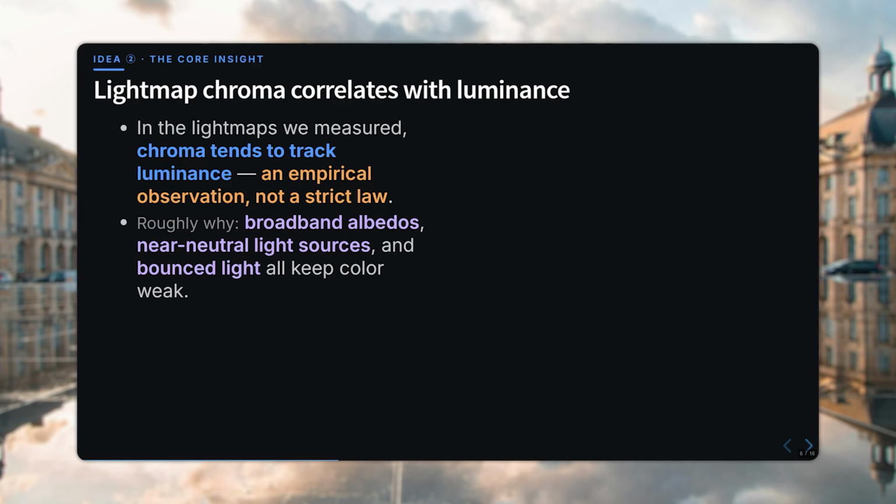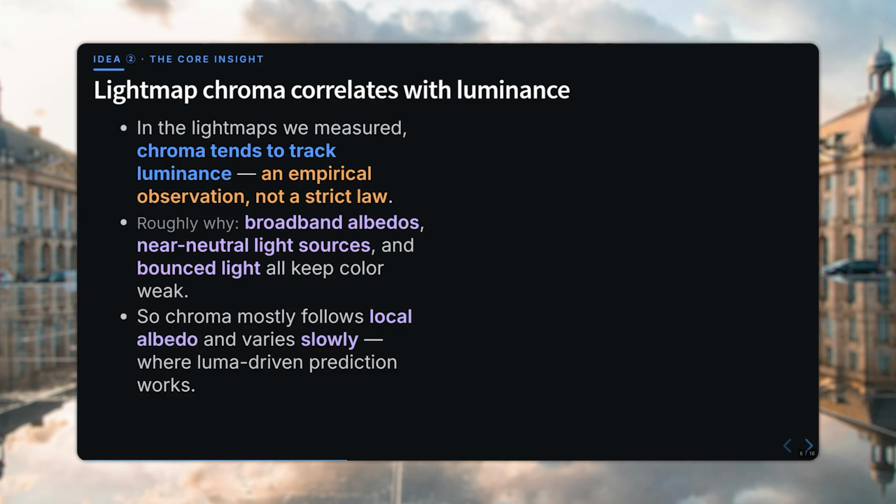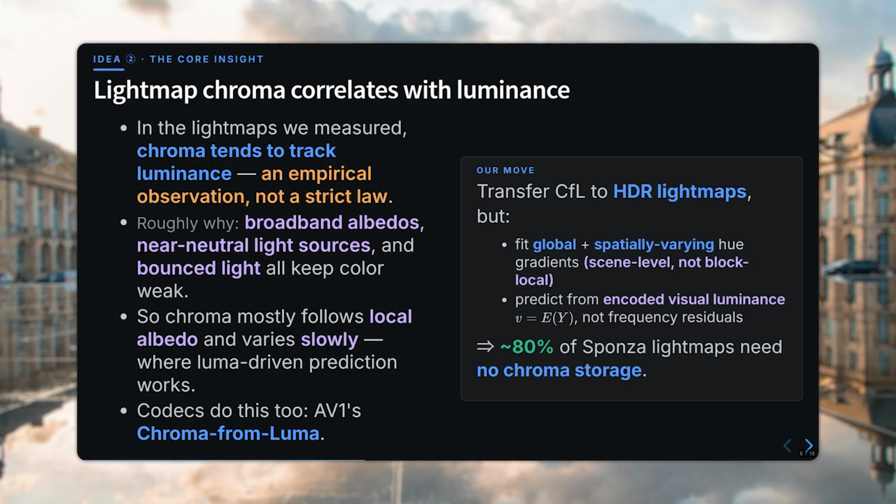Broadband albedos, near neutral light sources, and bounced light all tend to keep the color weak. So the chroma mostly just follows the local albedo and it varies slowly, and that's exactly the regime where Luma-driven prediction works well. And video codecs already take advantage of this. AV1, for instance, has a chroma from Luma mode. So what we do is bring chroma from Luma over to HDR light maps, but with two twists.